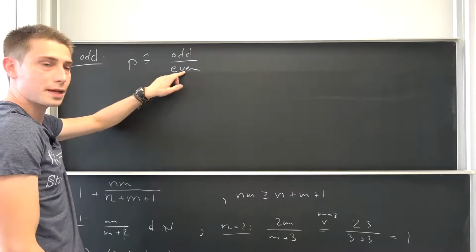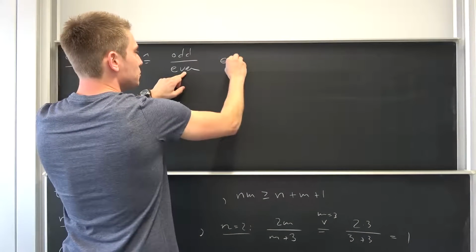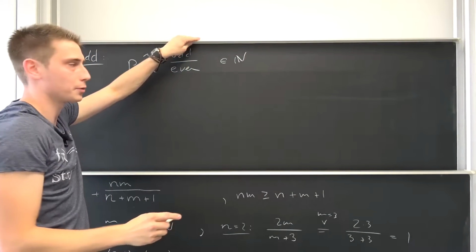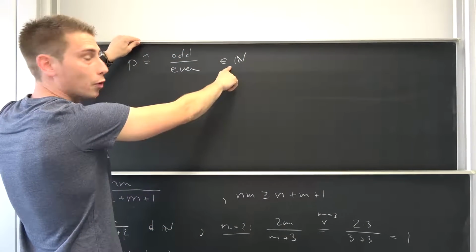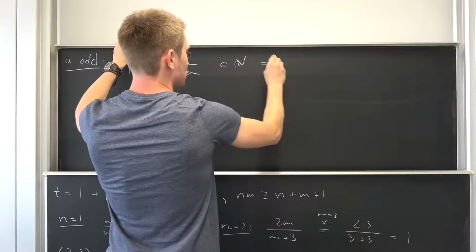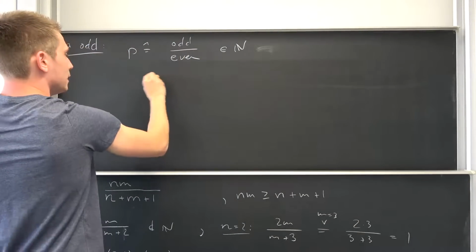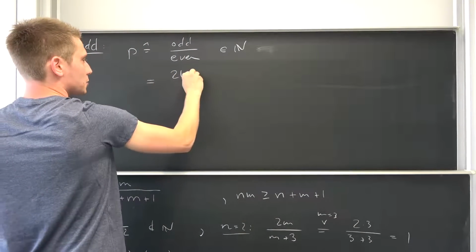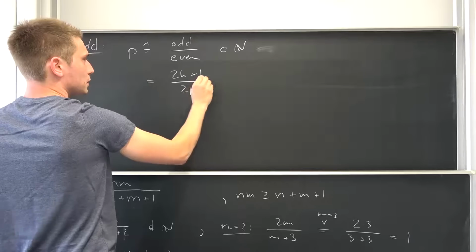Well, we are going to make a quick proof by contradiction. Let's assume that this thing right here is indeed an element of the positive integers. Overall, this does mean that this is equal to some, no, now we can't use a. Let's say we have 2k plus 1 over 2 times p.